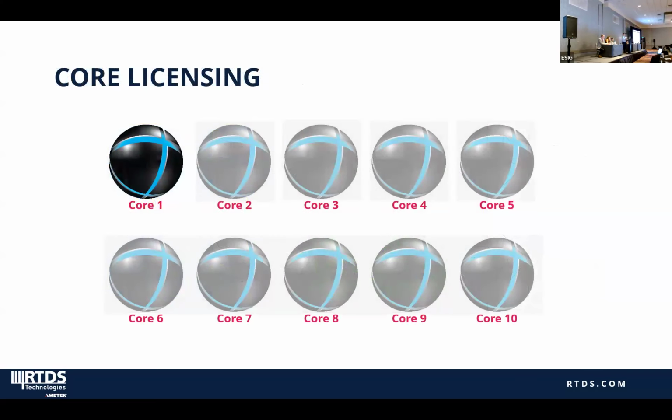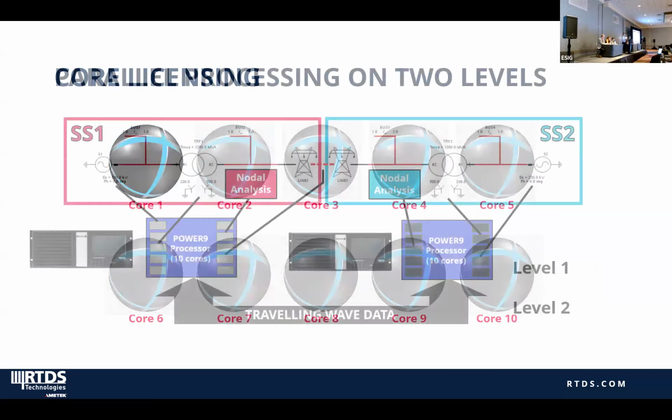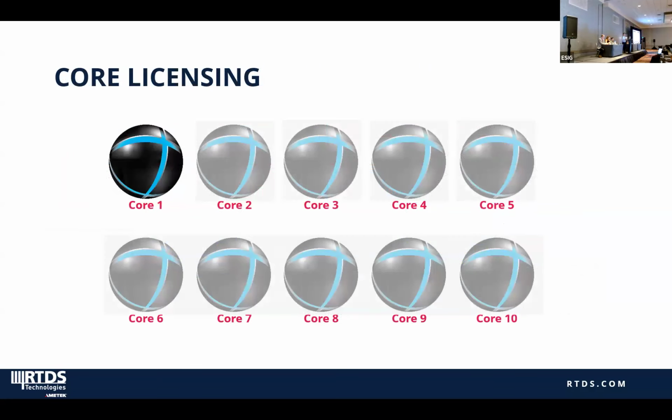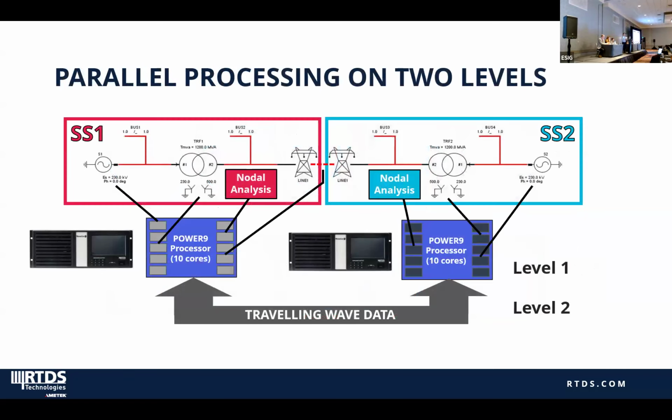So in terms of the cores, the licenses can be added to the system to go from 1 core to 10 cores, depending on how much power you need for your model. And you can also add multiple chassis to the system. The RTDS simulator uses 2 levels of parallel processing. The first level of parallel processing is within a tightly coupled area. So you can use the different cores within a Nova Core chassis to model different aspects of that tightly coupled area.